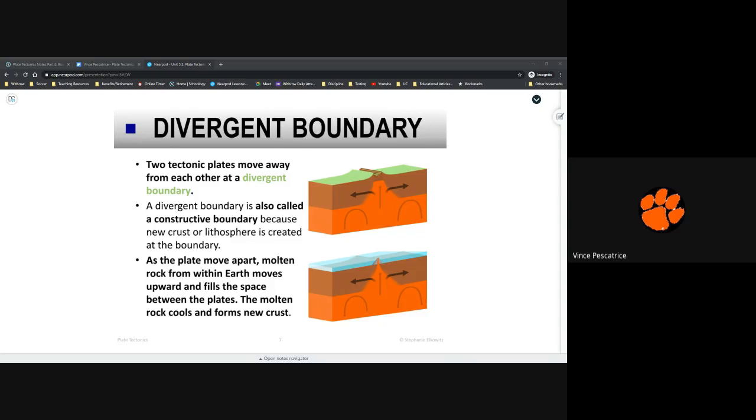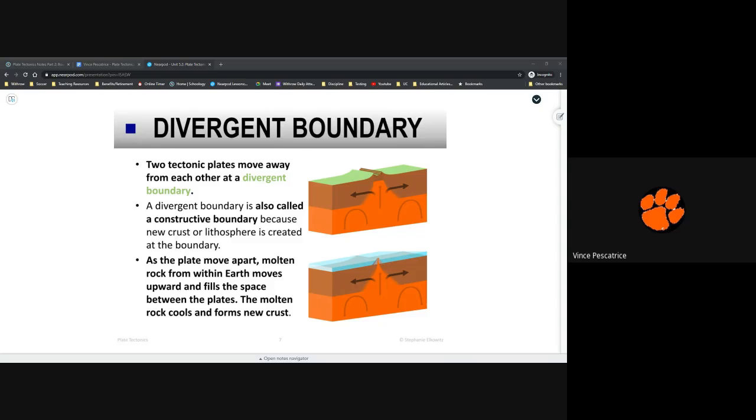Next up is a transform boundary. A transform boundary is where two tectonic plates slide past each other. Earthquakes frequently form at these boundaries. So you can think, if you've ever been in my classroom, I know not everybody has, but if you take two desks and you slide them past each other, there's a lot of vibrating and shaking. That's exactly what's happening with these earth plates.